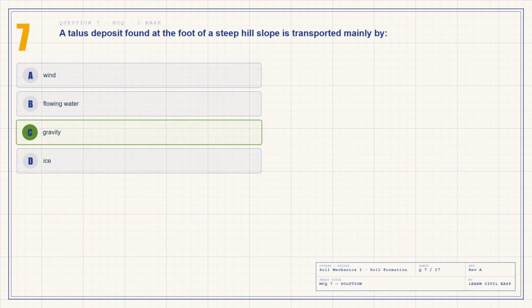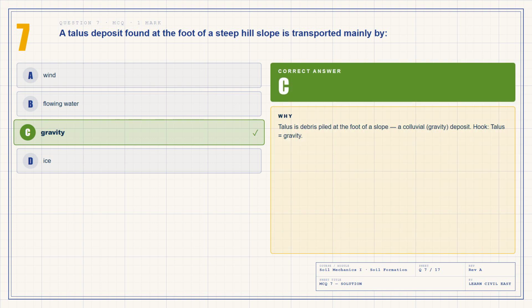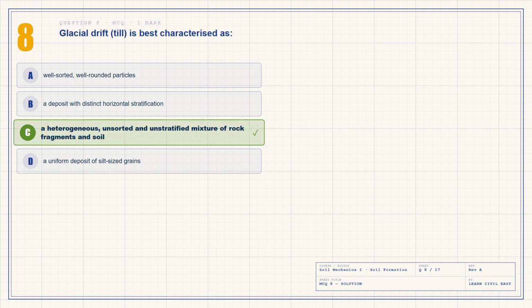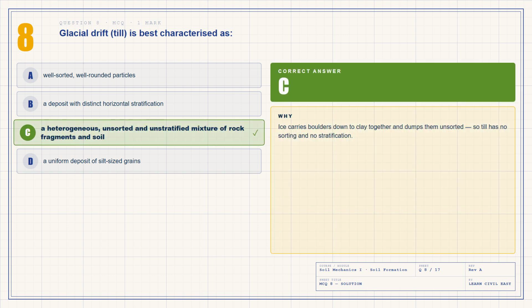Question 7. The answer is C. Gravity. A talus deposit is the rock debris that rolls down and piles at the foot of a slope. A colluvial gravity deposit. Hook: talus equals gravity. Question 8. The answer is C. Glacial drift or till is a heterogeneous, unsorted, and unstratified mixture because ice carries everything from boulders to clay together and dumps it without any sorting.